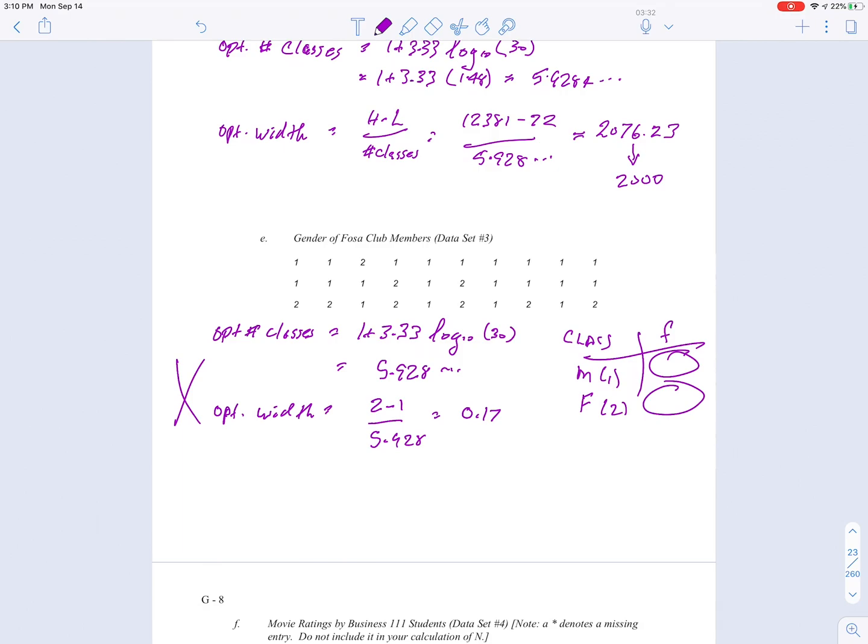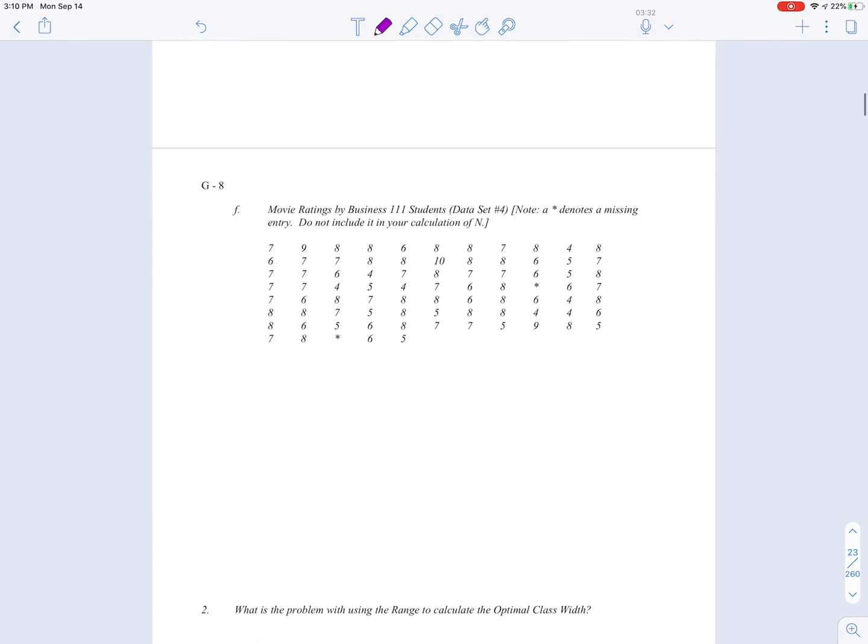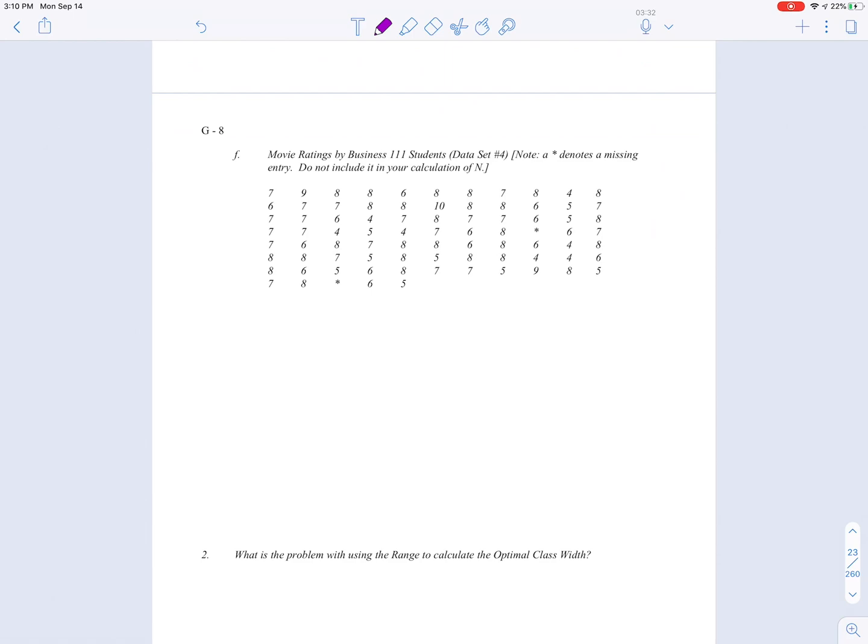So the whole point here is that Sturgis method works fine when you're dealing with lots of numbers with lots of different values. But when you're talking about where you only have 1s and 2s, all you do is you count them up. So we wouldn't use Sturgis method for this. Let's take a look at the movie ratings of Business 111 students. So that comes from a data set at the very end here.